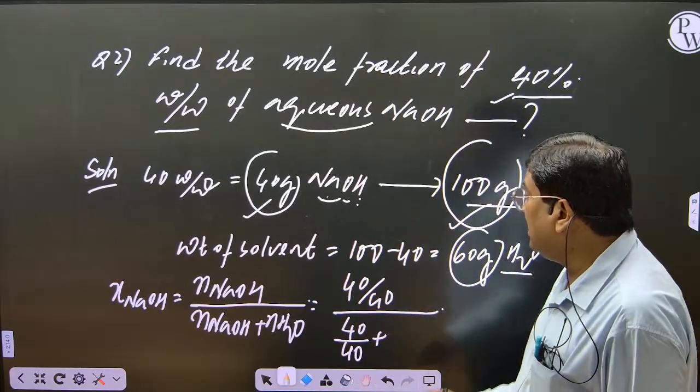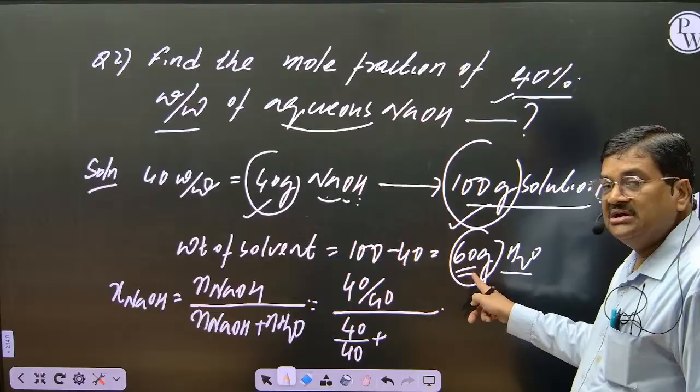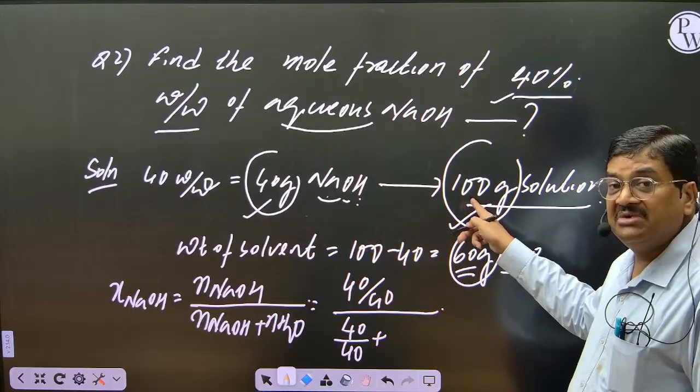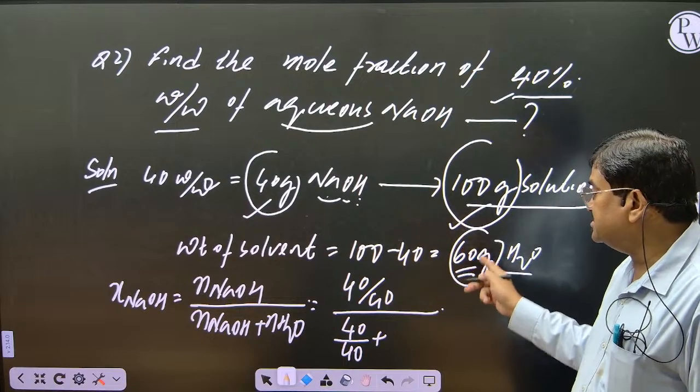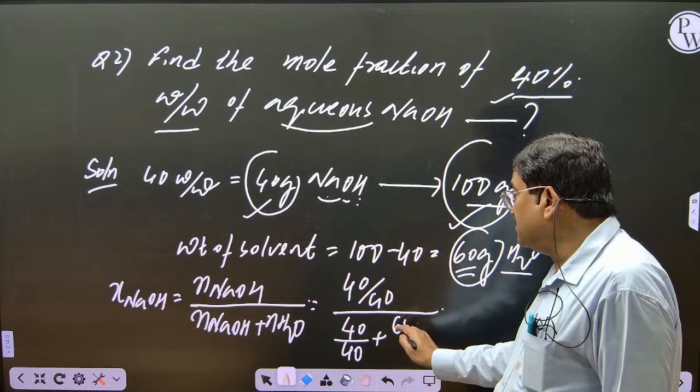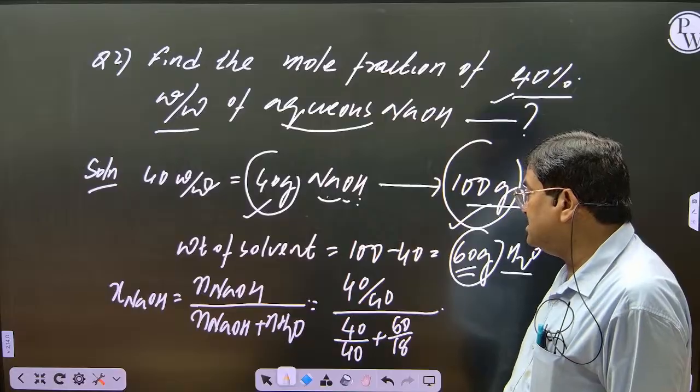Plus water weight, how much should I take? 60. Here many students will make a mistake by taking 100. 100 is not the weight of the solvent. 60 grams. So 60 is to be divided by what? 18. The molar mass of water is 18.